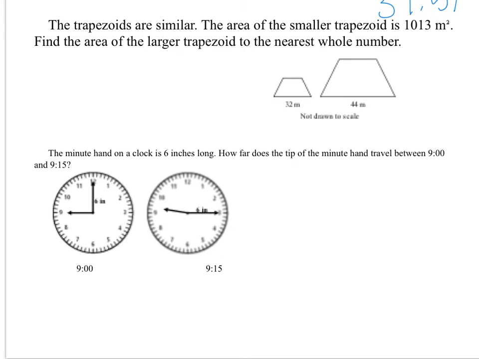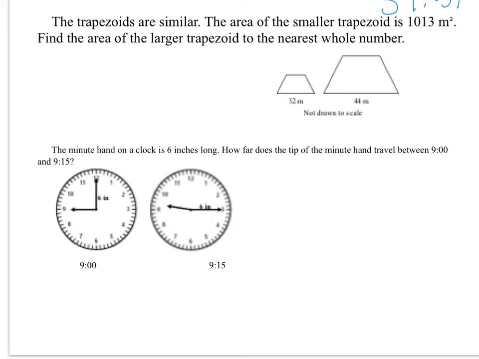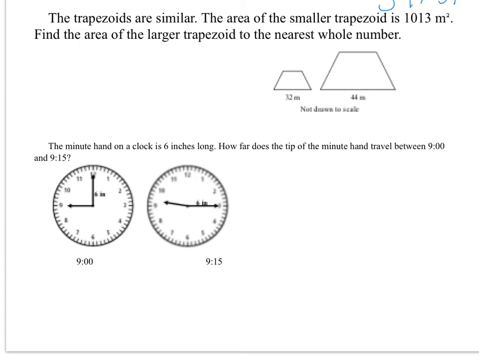Next one, can't tell, this one says 30, whoopsie daisy. This one says 32 and this one says 44. And it's asking what's the area of the larger trapezoid. So first I'm going to figure out what my perimeter ratio is. 32 over 44, which would be 8/11.